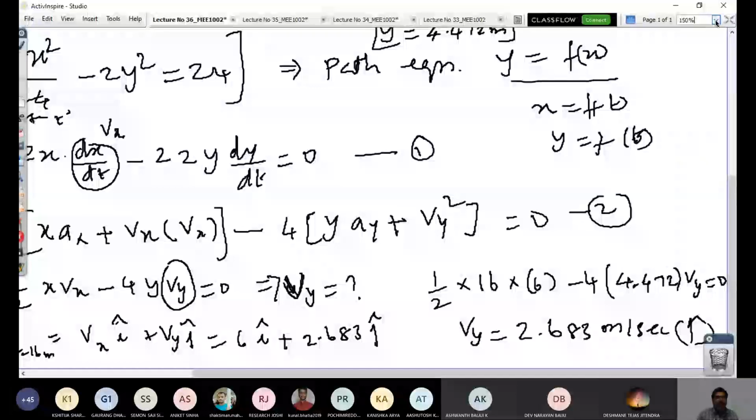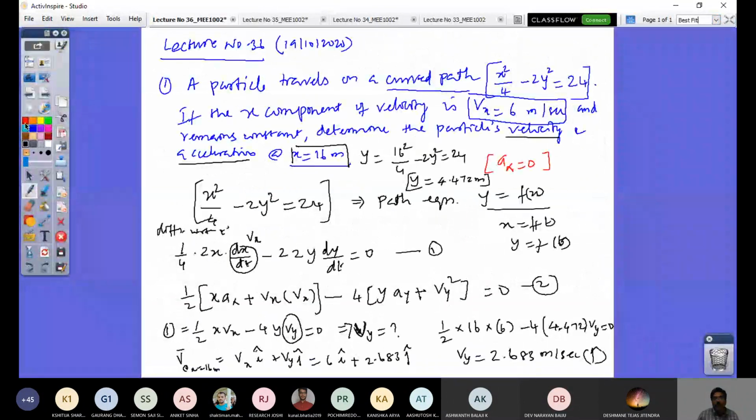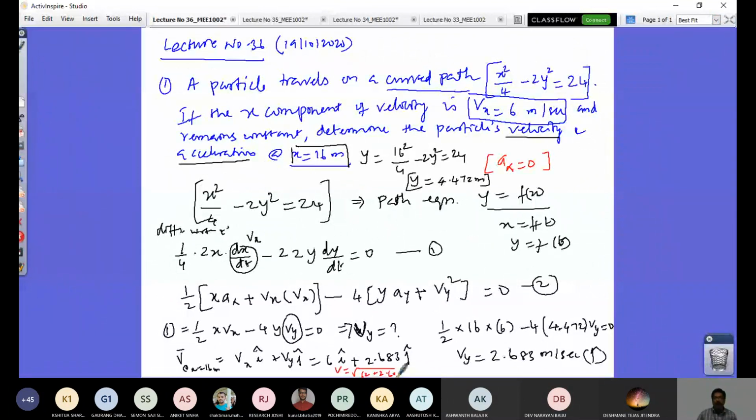Its magnitude would be the square root of 6 squared plus 2.683 squared, which is equal to 6.573 meters per second. And its direction to the horizontal can be found by theta equals tan inverse of Vy by Vx. Substituting that, you will get the direction to the horizontal. So this is how you can get your velocity vector.